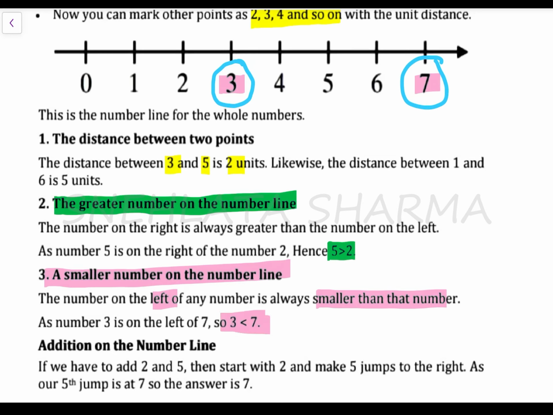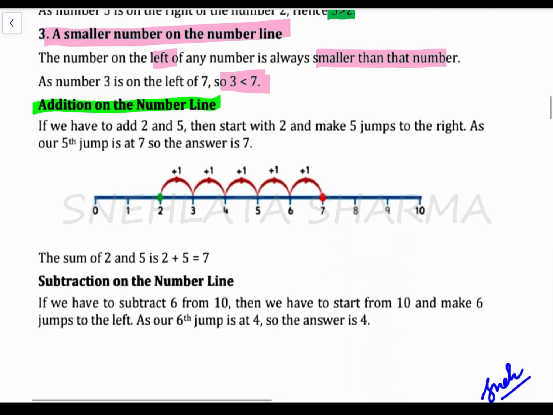Now, the next topic here is addition on the number line. So, to learn addition on number line, we will start by taking an example. Suppose we need to add 2 and 5 on the number line. So, we will make a number line starting with 0 and we start with 2. The first whole number is 2 here. So, we will start with 2 and the next number is 5. So, we'll make 5 jumps to the right because we are adding. So, this is 1, 2, 3, 4 and 5.